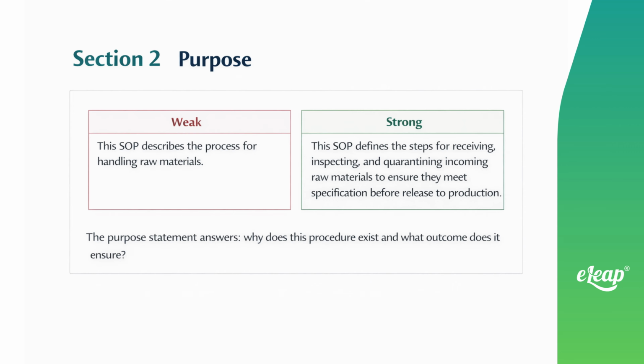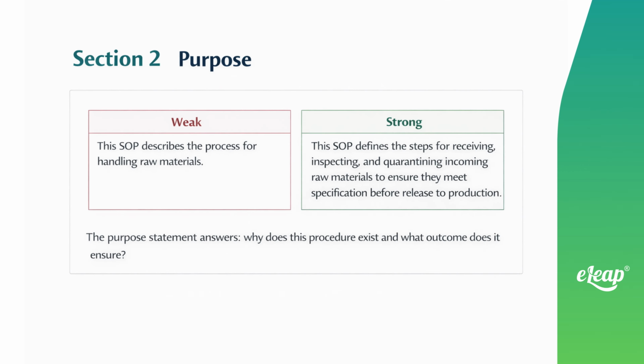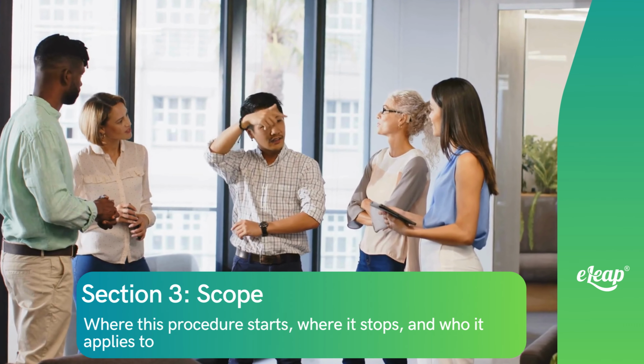Section 2 is the purpose statement. 1 sentence. It answers why this procedure exists and what outcome it ensures. The weak version says this SOP describes the process. The strong version states the specific task, the specific action, and the specific quality outcome. If a new employee reads only the purpose statement and nothing else, they should understand exactly what this procedure is for.